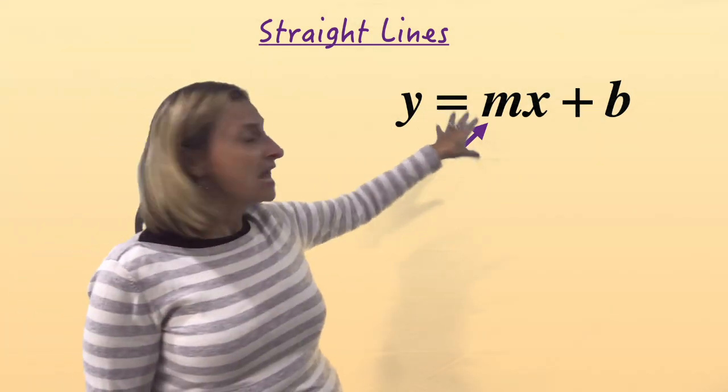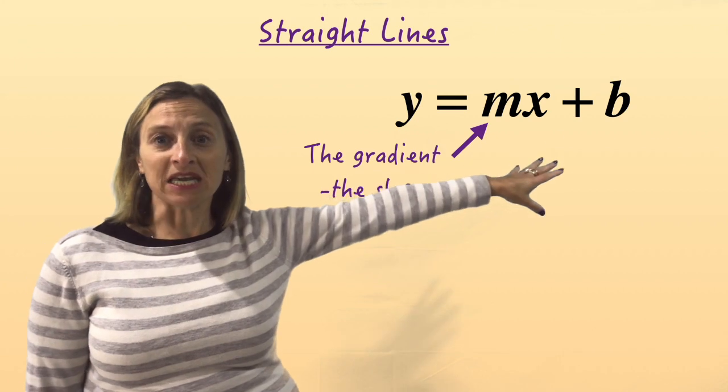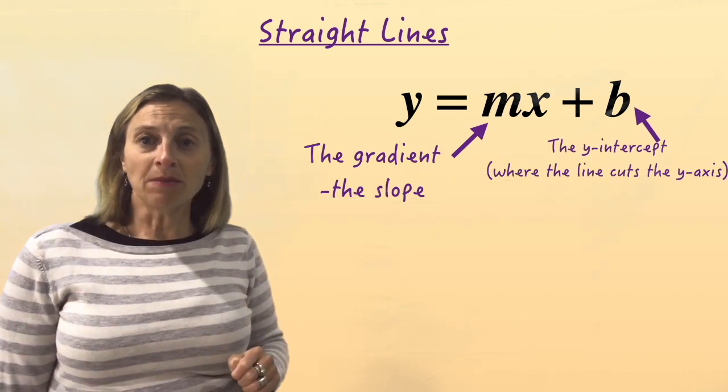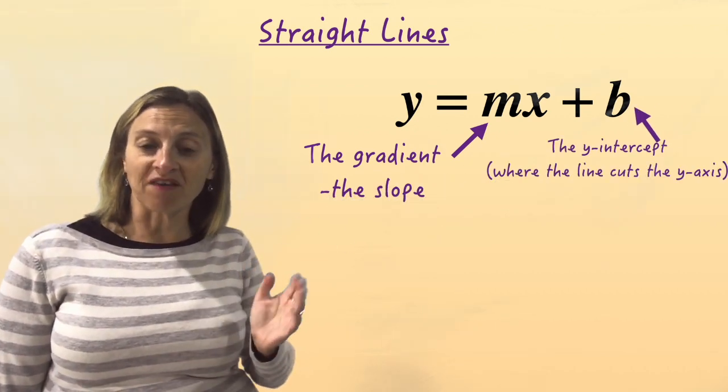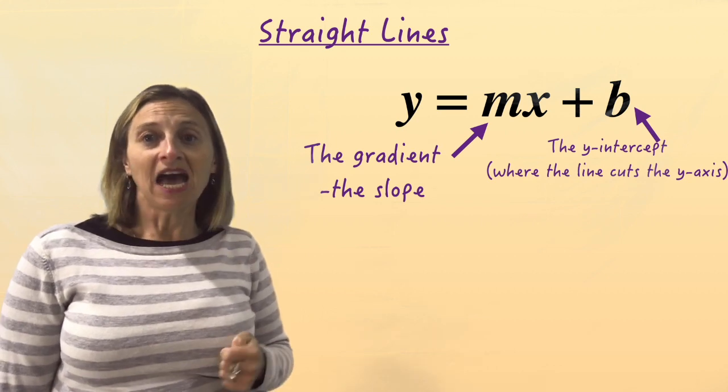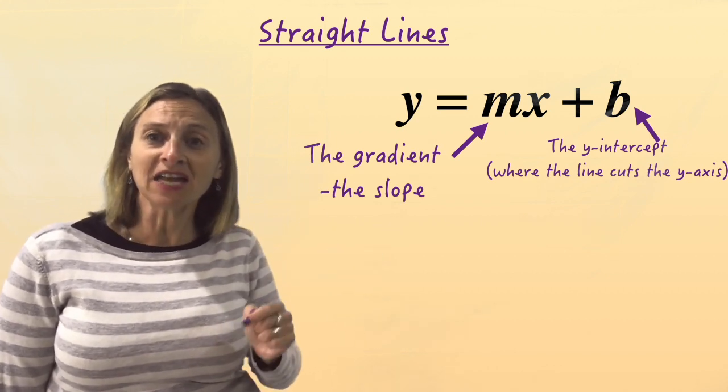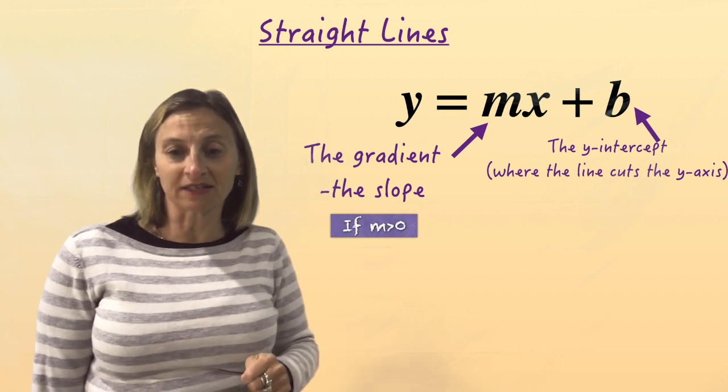You already know that the m is the gradient and the b is the y-intercept. Remember, the gradient is the slope of the graph, how steep it is. And the b is the y-intercept, and that's where the line cuts the y-axis.